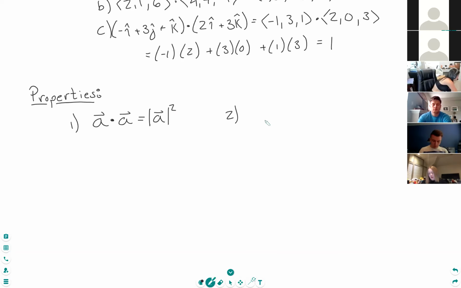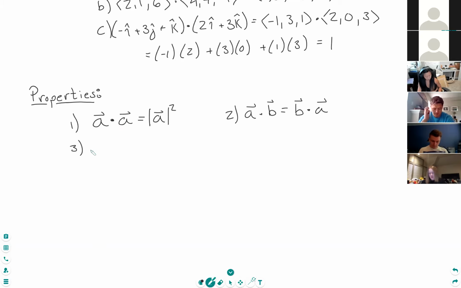Okay, 2, if I have A and I dot it with B, this is the same as if I have B and I dot it with A. So the dot product allows us to rearrange which order we do it in, right? Which is nice. This is a really nice property. And it's not going to hold true for some of the other multiplications of vectors.